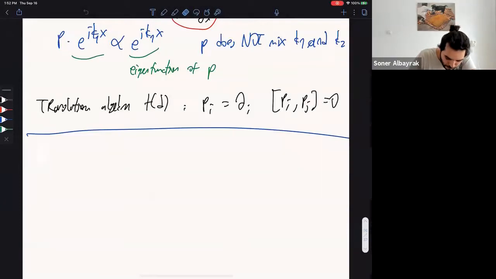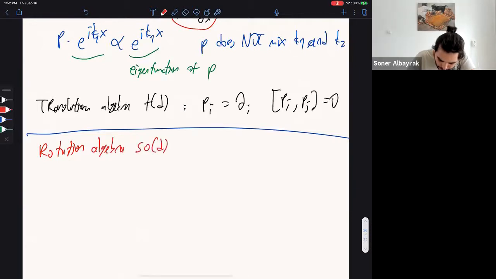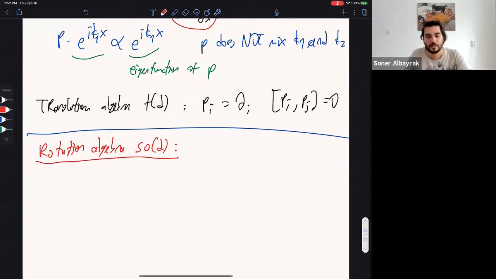So let's do the rotation algebra first. Rotation algebra, which is denoted as SOD, right? It's the rotation algebra SOD.